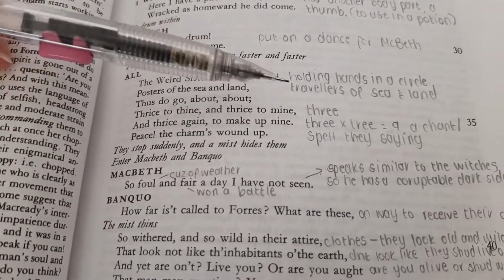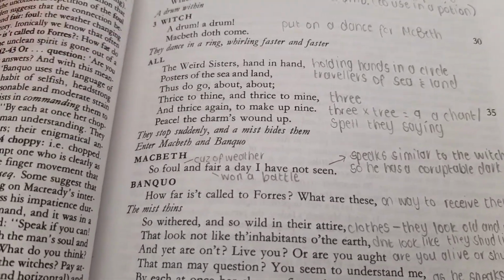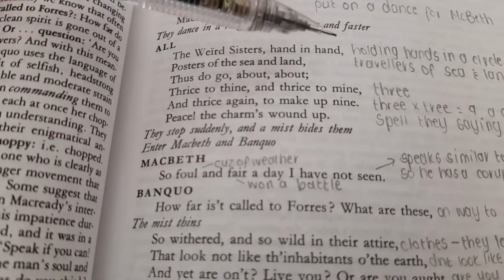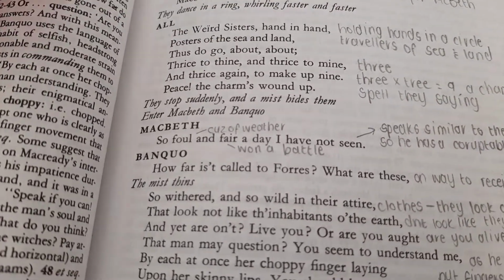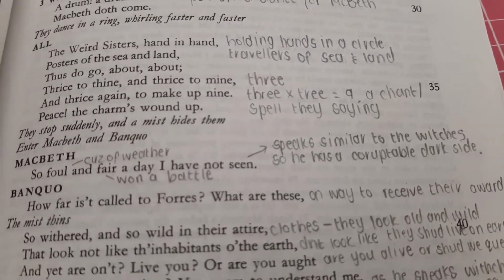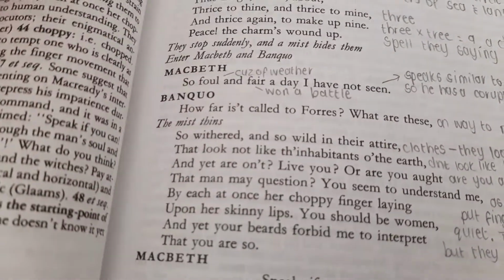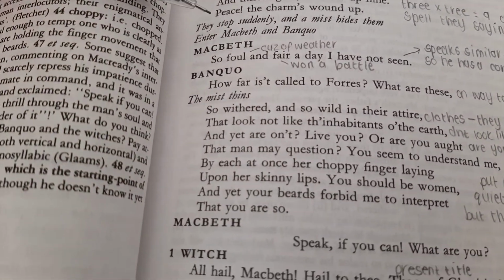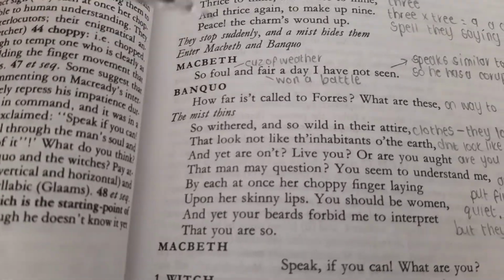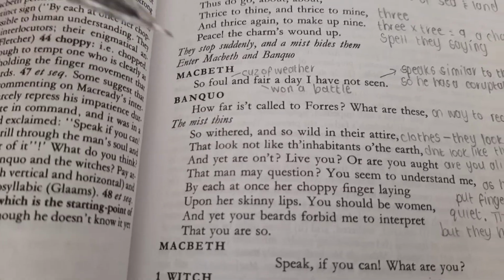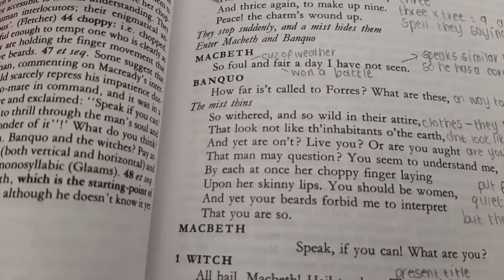So, holding hands in a circle, travellers of the sea and land. Three times three equals nine is the chant spell that they're singing. They stop suddenly and a mist hides them. Enter Macbeth and Banquo. So Macbeth says, now keep in mind he still does not know that he's going to be Thane of Cawdor. He has not heard the news yet.